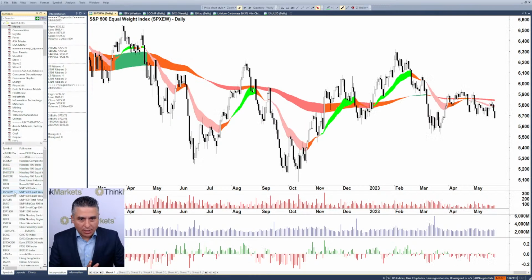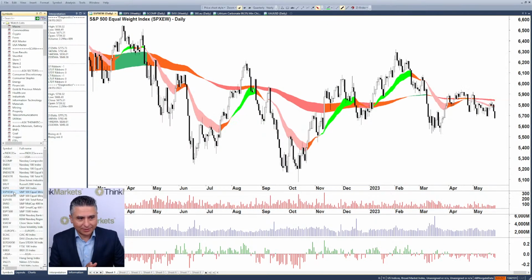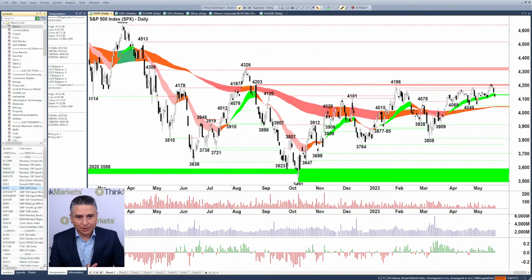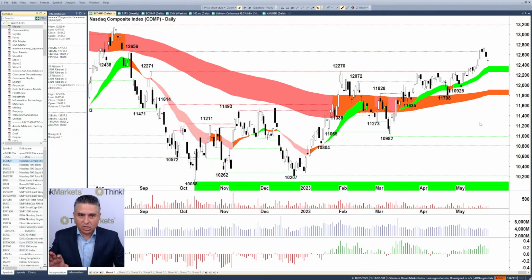While I'm here, let me do the S&P 500 equal weight and the S&P 500. You can see again, that actually looks a little bit scary, whereas this one, the long-term trend was almost about to turn up. So yes, there is a big difference. Market breadth is a problem. Okay, so we've checked that box.